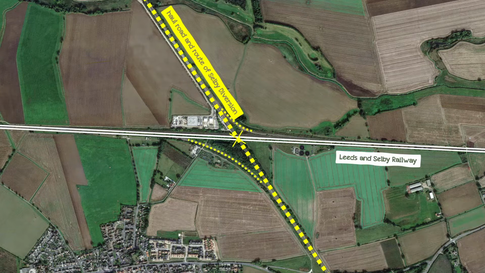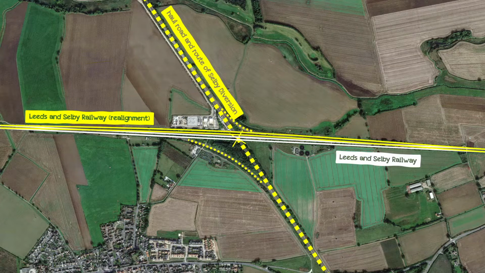Also before I go on, don't forget the chords as well. So the chords, the double track chord going from northwards to westwards, and then the other chord allowing trains to go from York to Hull. The course there for Hambleton Junction.